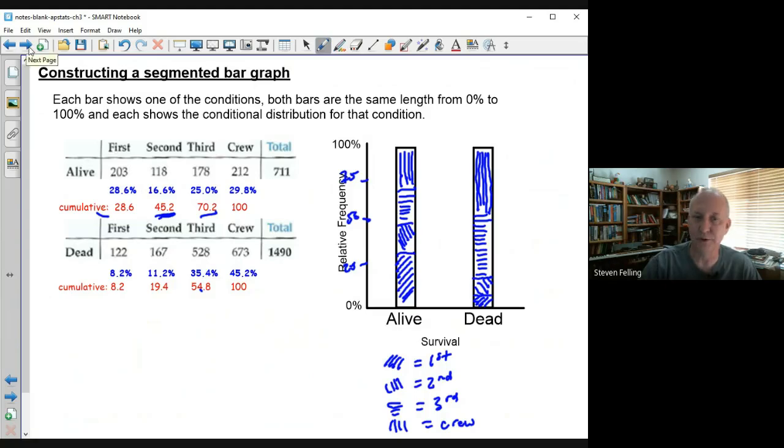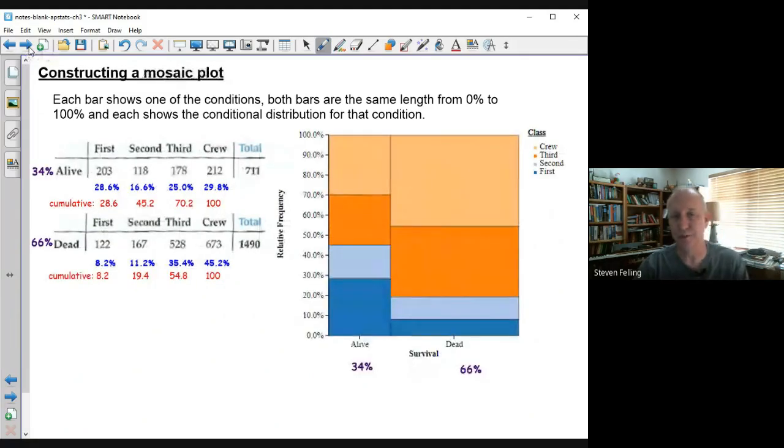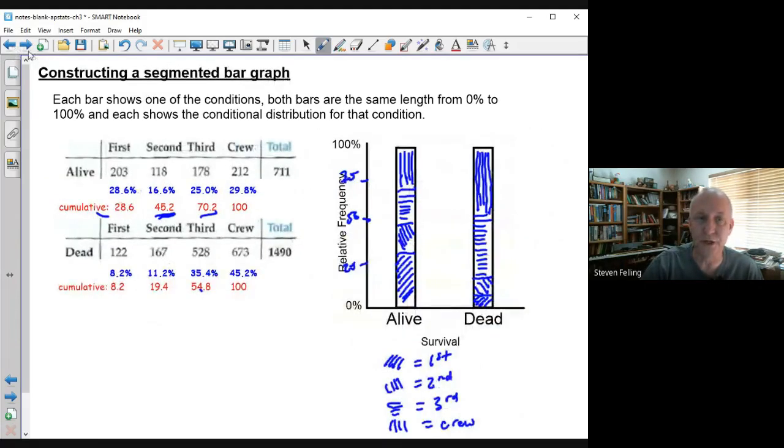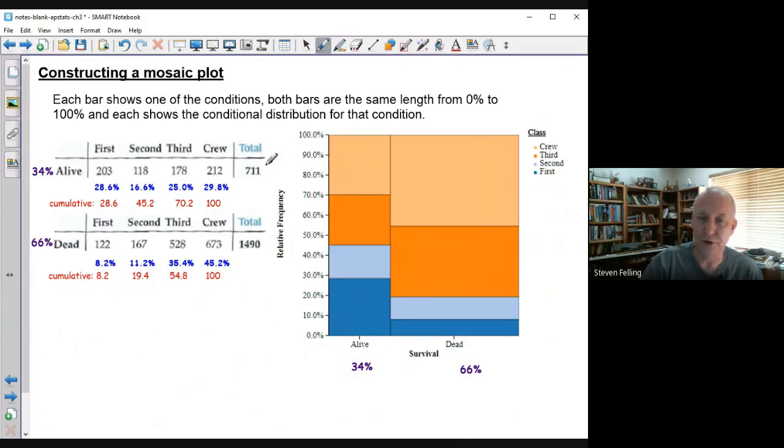Now, why is that important? Oh, you could do the same thing before we move on for the mosaic plot. So let's say we've got that segmented bar graph we just did, and we wanted to turn it into a mosaic plot. Well, what you could say is in the data, there were 711 total people that were alive, and there were 1,490 people that were dead.